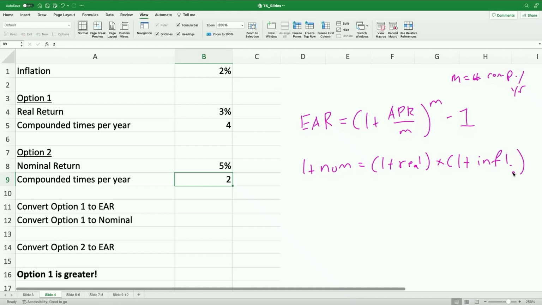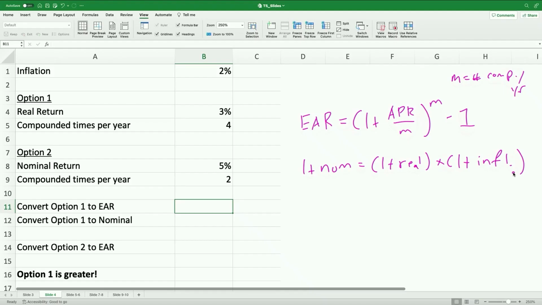So what makes this problem a little difficult is these 2 options are not apples to apples. What we want to do is convert them both to nominal EARs. If they're both nominal and they're both compounded once per year, now we can compare them. They're not in shape for that right now. They are both not nominal and compounded once per year. So we need to convert them both to that, and then we'll be able to compare them and see which one is greater. Okay. So let's start with option 1.